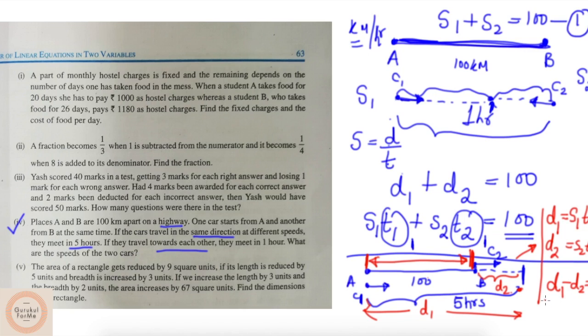can I say that, what is the time taken by both the cars to reach this particular destination? This car took 5 hours to reach there, this car took 5 hours to reach there, right? So it is 5. So can I say that this is 5s1 plus 5s2 is equal to 100? Sorry, minus, because we are subtracting both the speeds. So can I say that the second equation is 5s1 minus 5s2 is equal to 100? Do I have two equations to solve this?